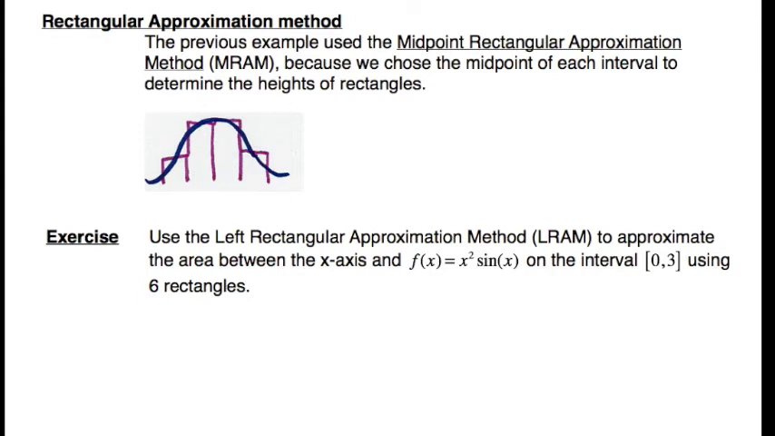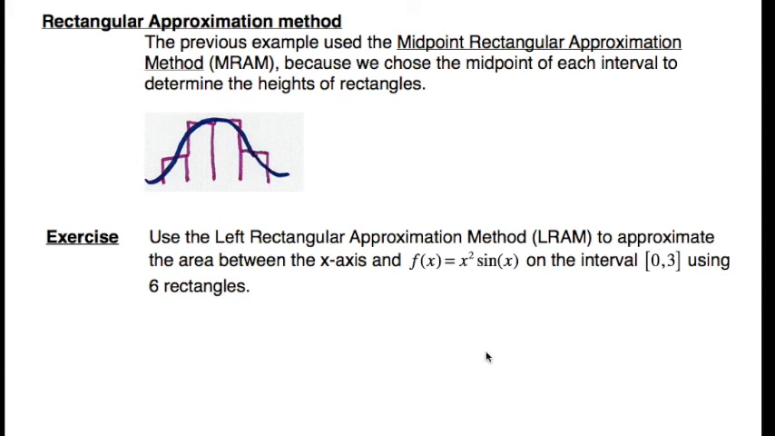So the previous example used midpoint rectangular approximation. This is shown again here. To choose the height of each rectangle, I picked the midpoint of the interval, and f of that point was the height of the rectangle. So we chose the midpoint of each interval to determine the heights of rectangles.